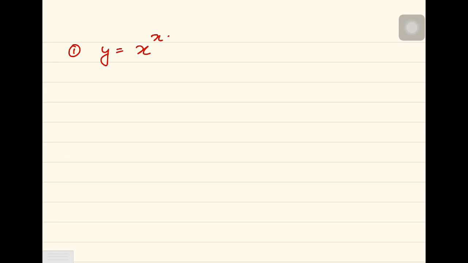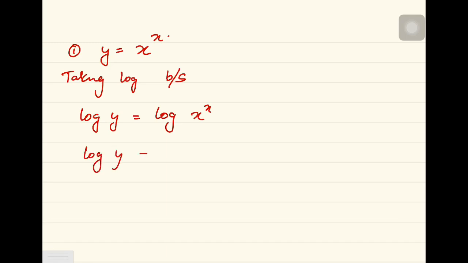The first sum that I'm going to solve under logarithmic differentiation will be y equals x to the power of x. So I cannot solve it using normal differentiation, because I don't have a formula for function to the power function. So what do I do? Taking log both sides, BS stands for both sides, correct? So I take log y, and this becomes log x to the power of x, correct? Now once I use log, the power gets simplified, so this power moves front as coefficient, so x log x, correct?